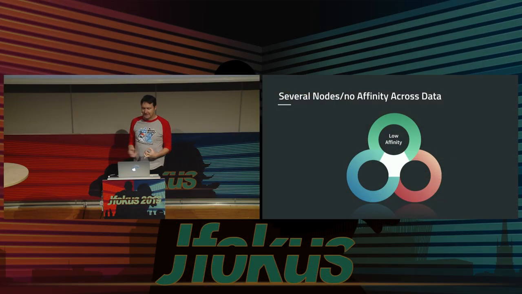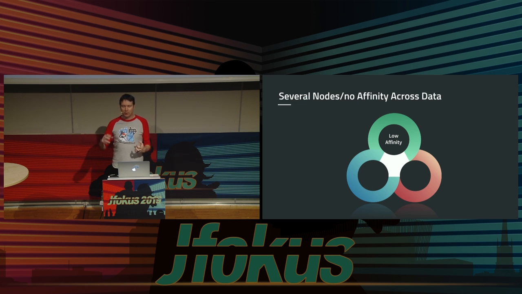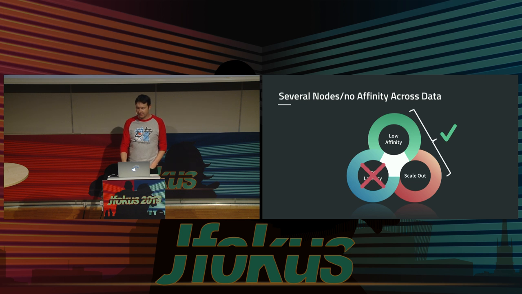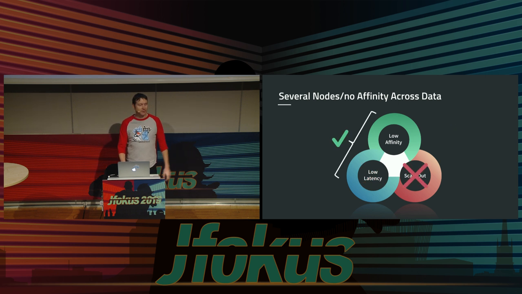Affinity is kind of the stickiness with which different objects can be combined, how they are related, though relational is kind of occupied in this space, but I will give you an example after this overall view. So if you have low affinity, that is data is not that related to each other, and you want low latency and you want to scale out, it turns out you can't do that. You can, however, have low affinity and scale out, but then it's not low latency. Or if you have low affinity, you can have low latency, but then you can't scale out.